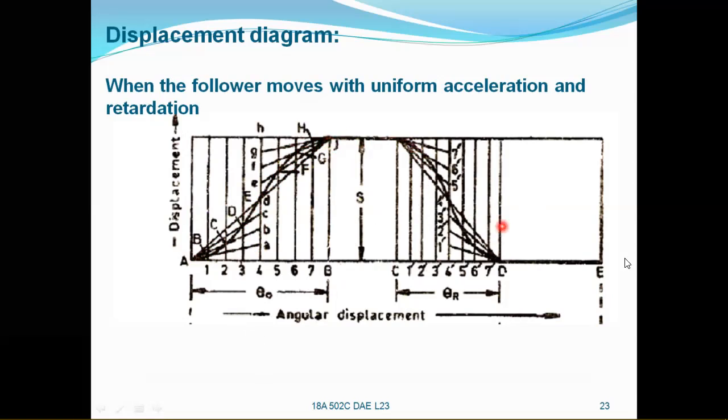here also, in the same way, you have to follow the same procedure in the return stroke also. And if you join all these points, you will get your displacement diagram.